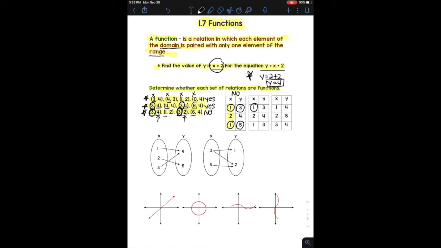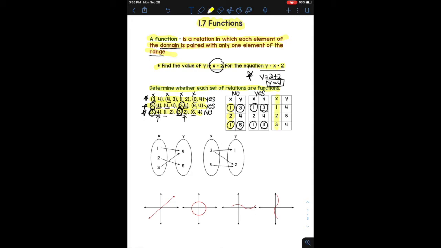Let's check for any repeating x values. There happens to be a repeating x value of 1. If the y values are the same for the repeating x values, then we say yes, it's a function, but if they're not, like the first table, then it's not. Since the x value of 1 has y value of 3, the same y value both times, we're going to say yes, it is a function.